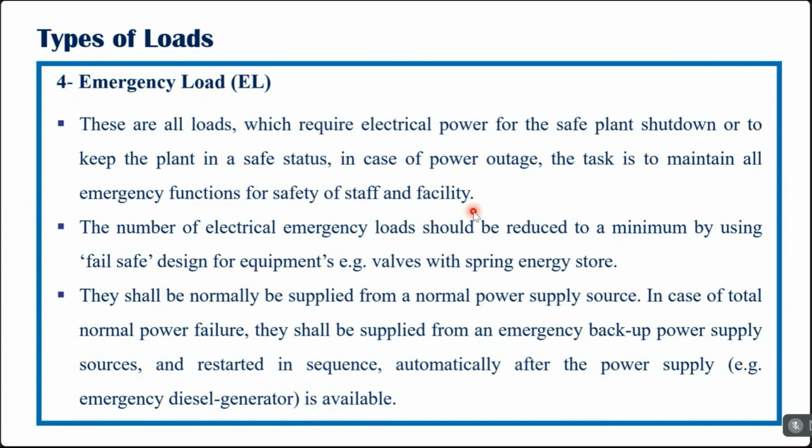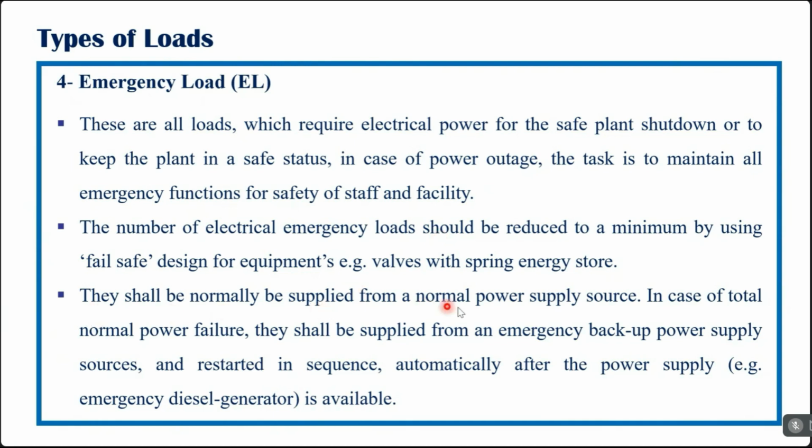Similarly, there can be different types of process emergency loads also, which are identified as requiring an emergency power backup so that the safe shutdown of the plant can be ensured. The number of electrical emergency loads should be reduced to a minimum by using fail-safe design. Very, very important. For example, valves with spring energy store. These emergency loads are classified or identified by the process department. Ideally, the process department tries to keep these emergency loads to a minimum so that the backup of DG and other supply feeding the emergency load becomes less.